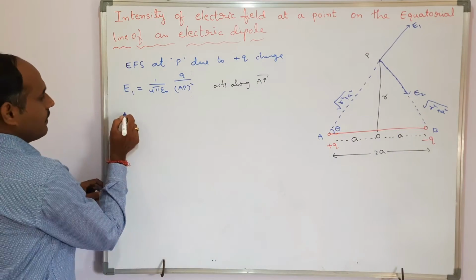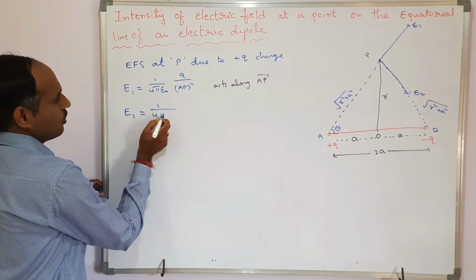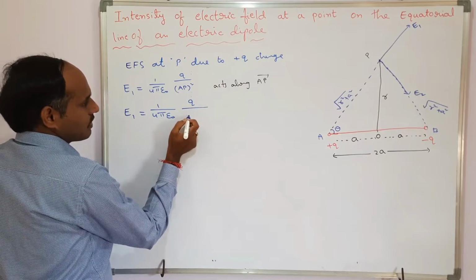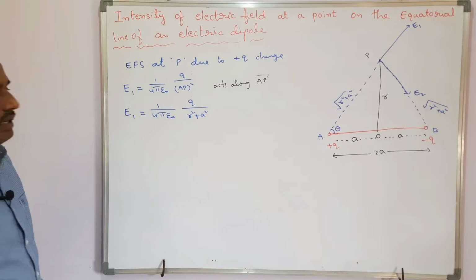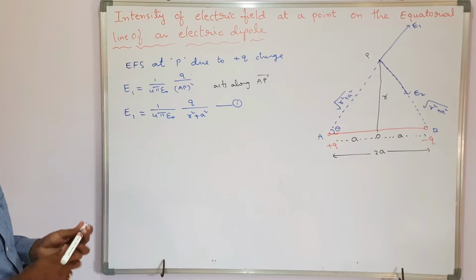Okay, so now we can write the expression for electric field strength. E1 is equal to 1 by 4 pi epsilon naught Q by AP square, that is, the square root of r square plus a square, whole square. The square root gets cancelled, so I get Q by r square plus a square. Let this be equation 1.